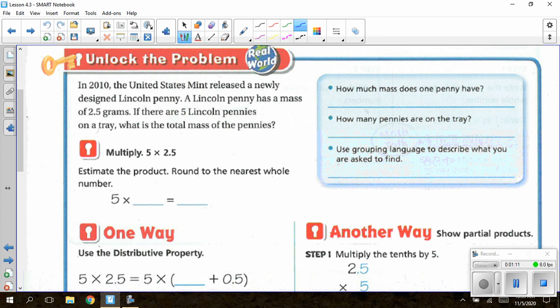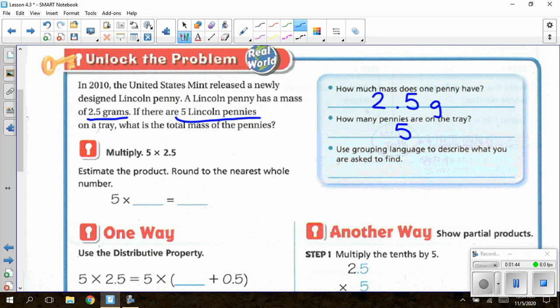So, there are a few things that we have to keep in mind as we are solving this question. First of all, they want us to say how much mass does one penny have, and if you look in the problem, it says one penny has a mass of 2 5/10 grams. Then the next thing that we have to look at is how many pennies are on the tray. Well, again, looking in the question, it says that there are 5 pennies.